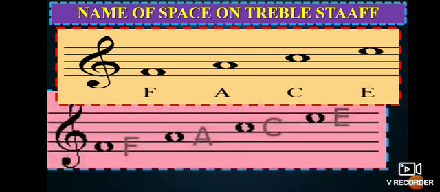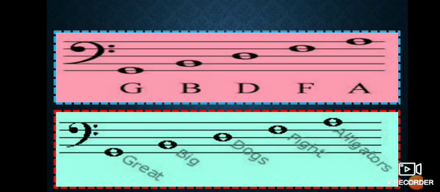You can take note and have it in your mind that the treble staff space is FACE.